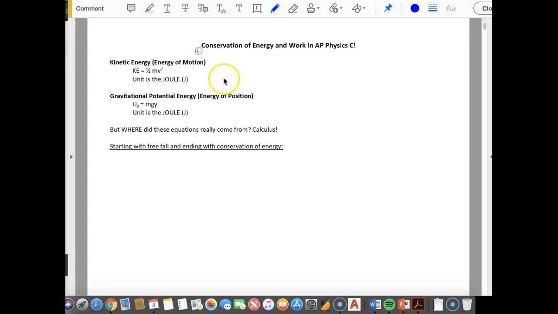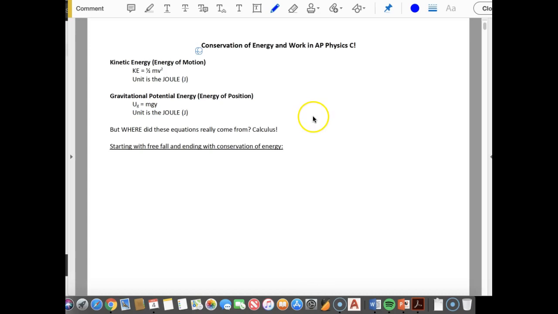Kinetic energy, or the energy of motion. We see the equation for it. We remember that it is measured in joules. And then we also have gravitational potential energy, or energy of position. And that one, your equation is here, and that one is also measured in joules.